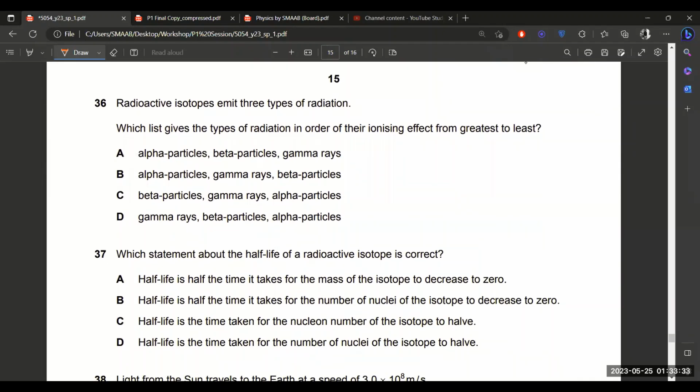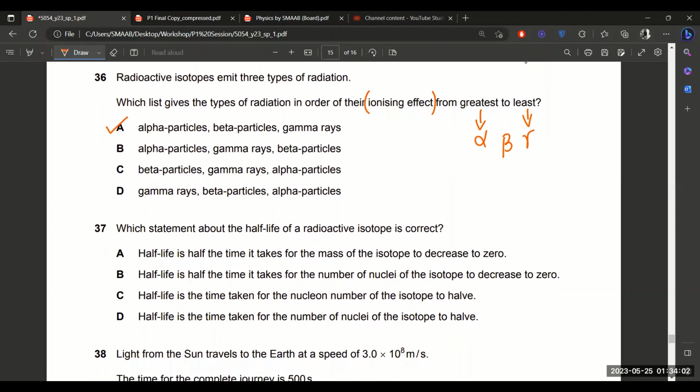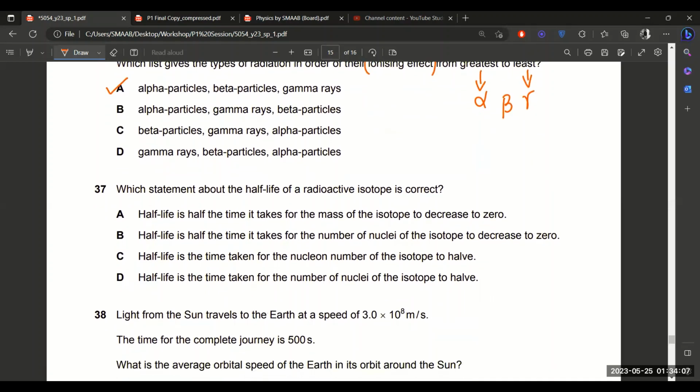Question 36, radioactive isotopes emit three types of radiation, which list gives the type of radiation in order of their ionizing effect from the greatest to least. So we need to compare their ionizing effect from greatest to least. We know that the ionizing power of alpha is the greatest and gamma is the least. So alpha, beta, gamma. So that is very simple. Option A is the answer, alpha, beta, and gamma. Because the ionizing power of alpha is greater among all, and gamma has the least ionizing power, because the mass of alpha is greatest among all.